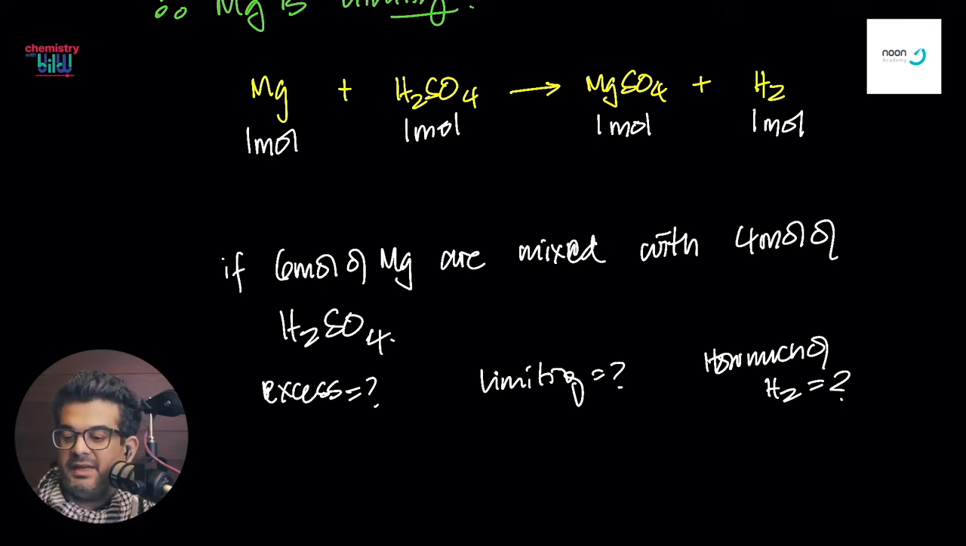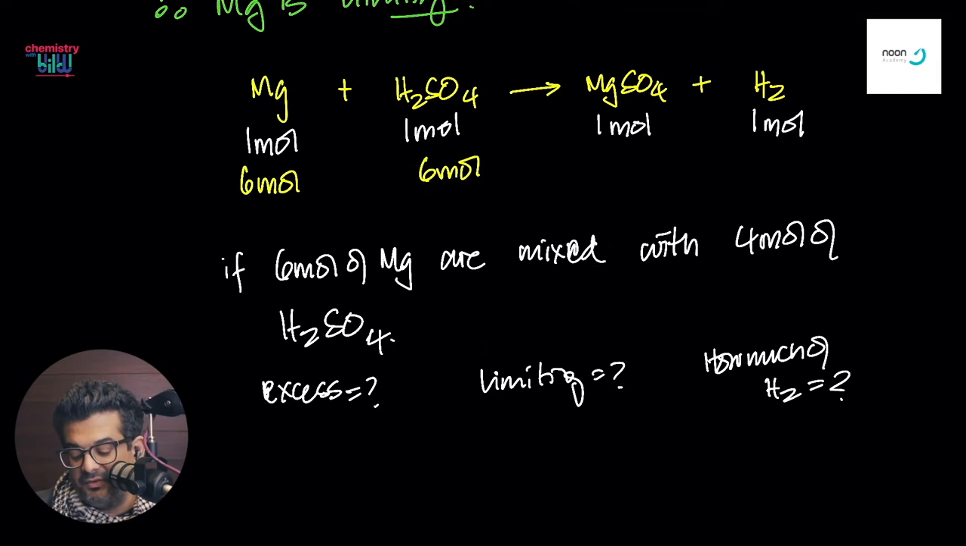Come on. Who was not getting this? Arib? Noman? Arib? Now the ratio is 1:1. So what that means is, if you have 6 moles of magnesium, let's say you say, no, I'll start with 6. So if I start with 6 moles of magnesium, how many moles of sulfuric acid do I need? I need 6 moles of sulfuric acid.